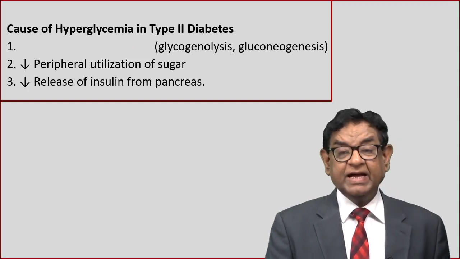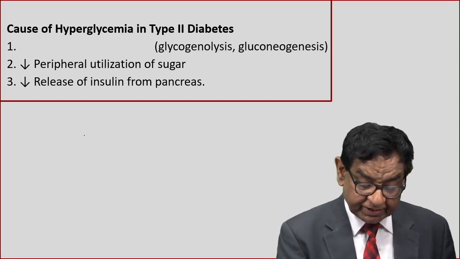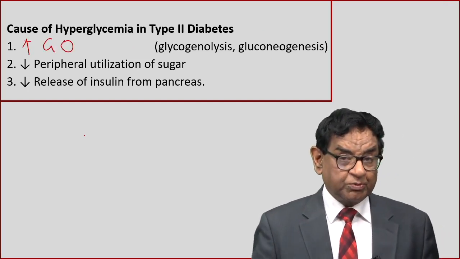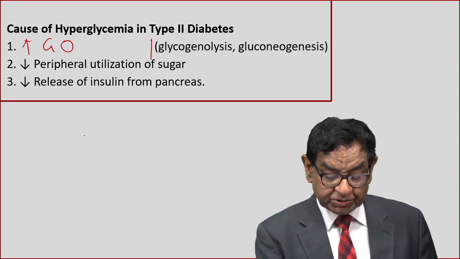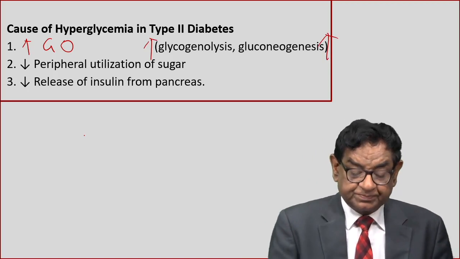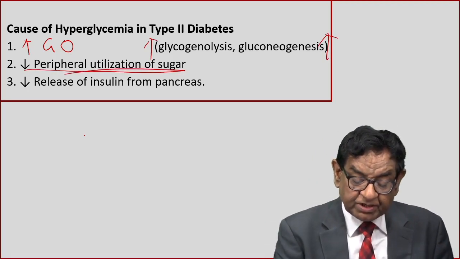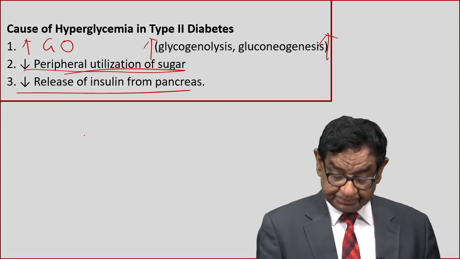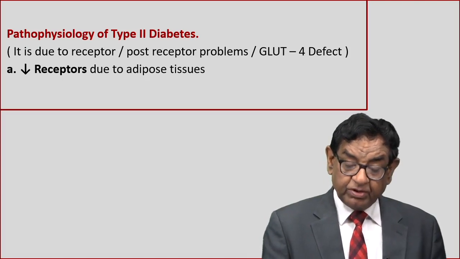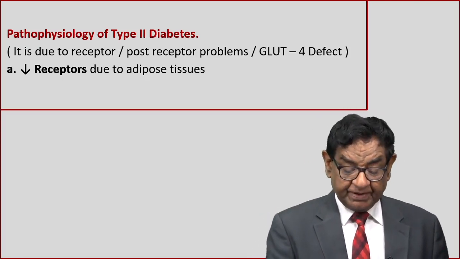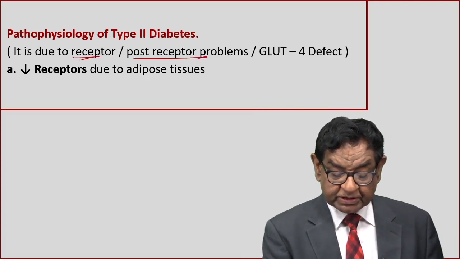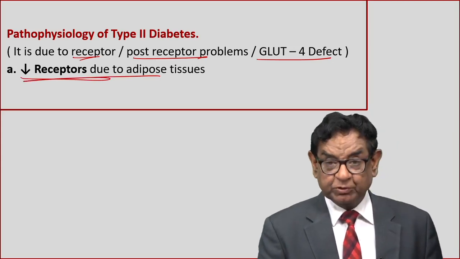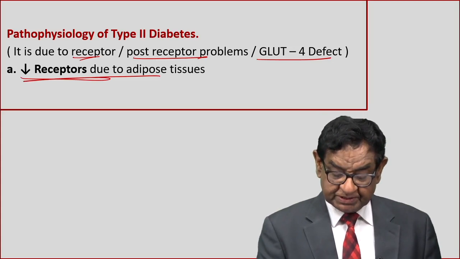Well, what are the causes of hyperglycemia in type 2 diabetes? First of all, increased glucose output from the liver, due to increased glycogenolysis and gluconeogenesis. Reduced peripheral utilization of sugar and reduced insulin release from the pancreas. Now what is the pathophysiology of type 2 diabetes? The defect may lie in the receptor, post-receptor, or GLUT4. Reduced receptors are due to adipose tissue. What is this? I am going to discuss soon.